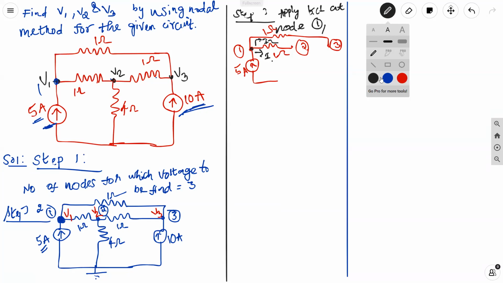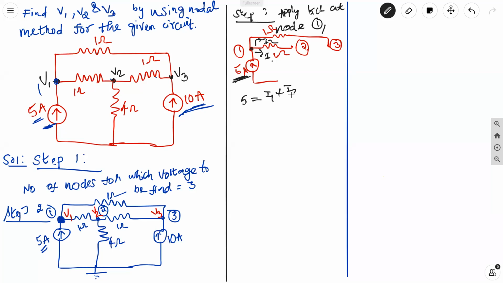Now we can apply Kirchhoff current law. As per Kirchhoff current law, the incoming current is equal to the outgoing current. See here, the incoming current is the 5 ampere current. They directly mention the current source value, right? 5 ampere. So incoming current is 5, outgoing current is I1 plus I2.